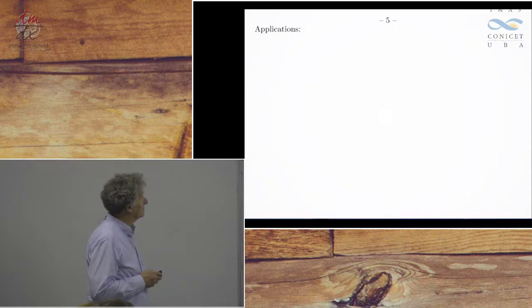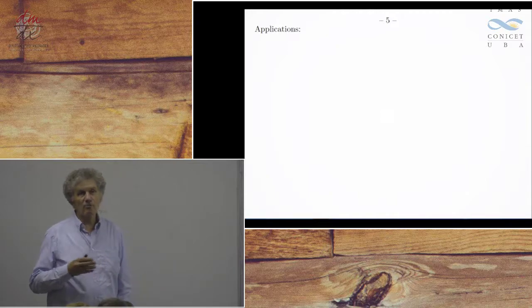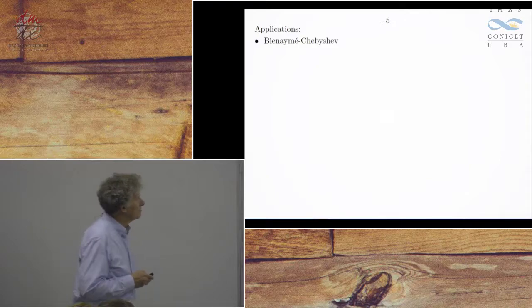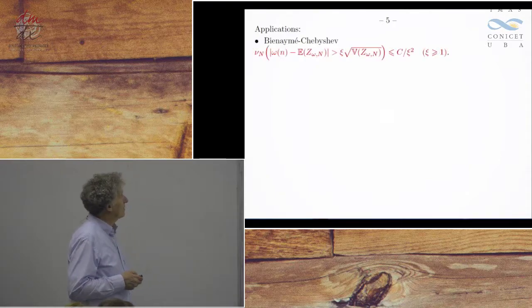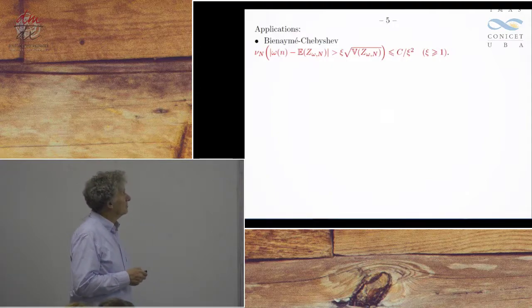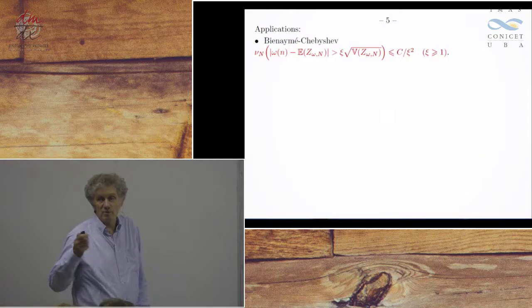Okay. Now, there are many applications. When you can bound a variance, there are plenty of things you can do. First, apply Bienaymé-Chebyshev, of course. Now, we look at this for the random variable omega n, which is the number of prime factors, and we have this inequality with an absolute constant c.